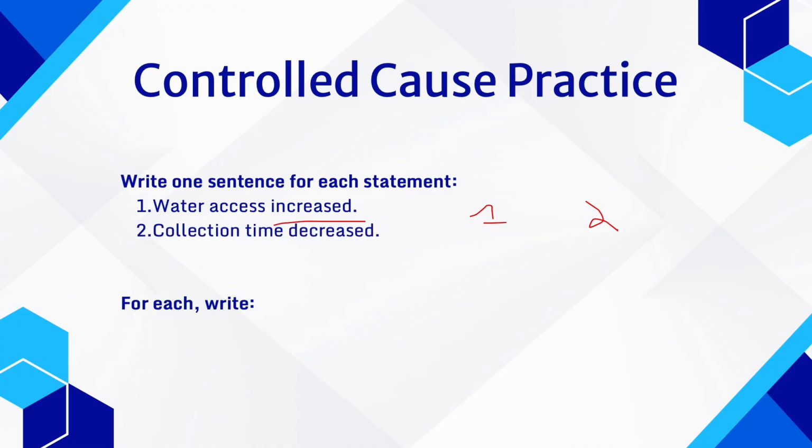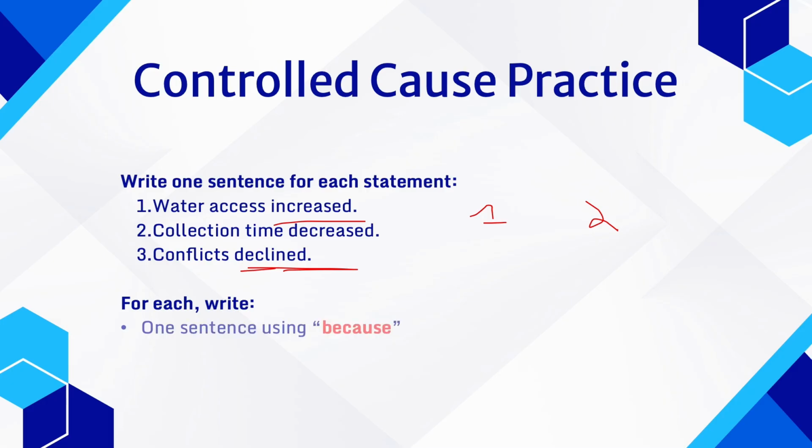Collection time decreased. So, what caused collection time to decrease? Write a sentence explaining the cause of collection time decreasing using one of the connectors from the previous slide. And finally, conflicts declined. So, we need to know what caused the conflicts to decline, and we need to use a connector to connect those ideas.